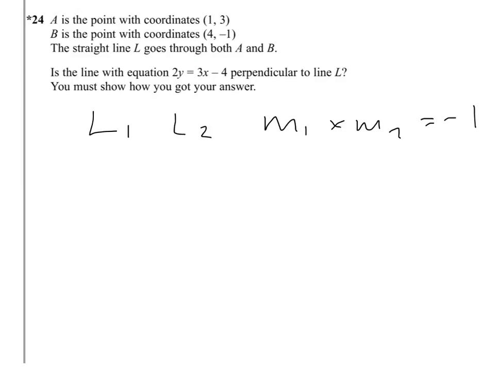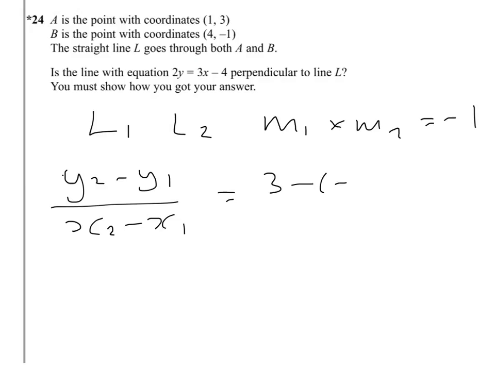So for a gradient from 2 points, you need to find the difference between the y-coordinates, so it's y2 minus y1, divided by the difference between the x-coordinates from the 2 points you've been given. So that's the formula. If we take the first coordinates, y is 3 and the second y is minus 1, so we've got to do 3 minus 1, divided by the difference in the x's, and the x's are 1 subtract 4.